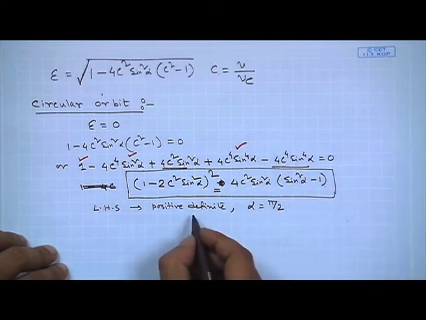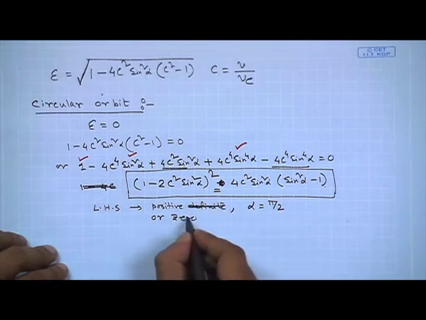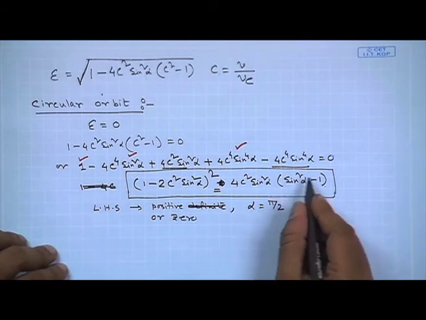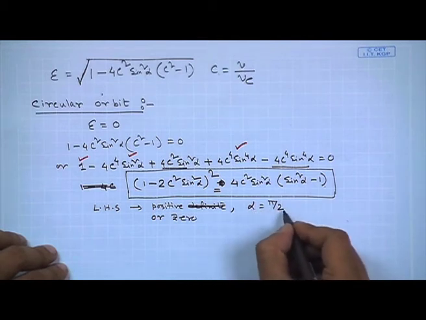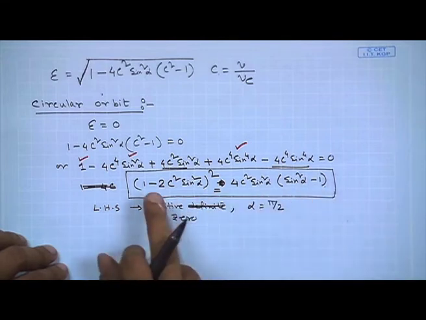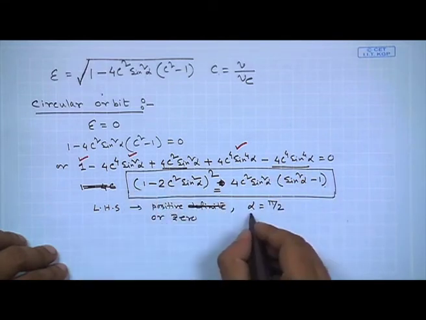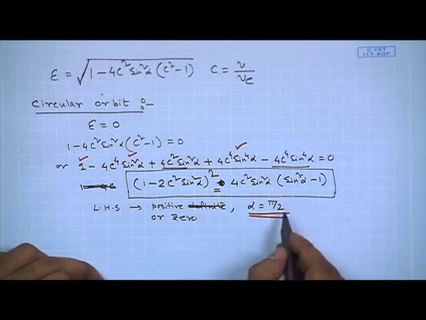So the left hand side can be either positive or 0, and the right hand side can only have a 0 value at alpha equal to pi by 2. For any other alpha which is less than pi by 2 or greater than pi by 2, this side will be negative. The only time these two sides can match is for this particular value of alpha. So this is the condition which has to be met in order for this equation to be satisfied.